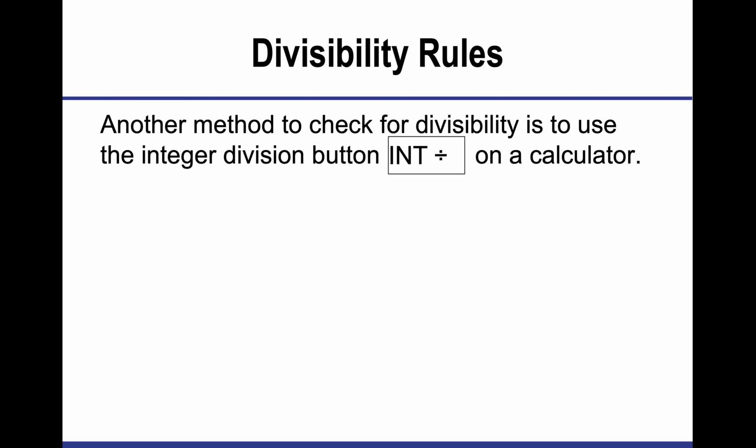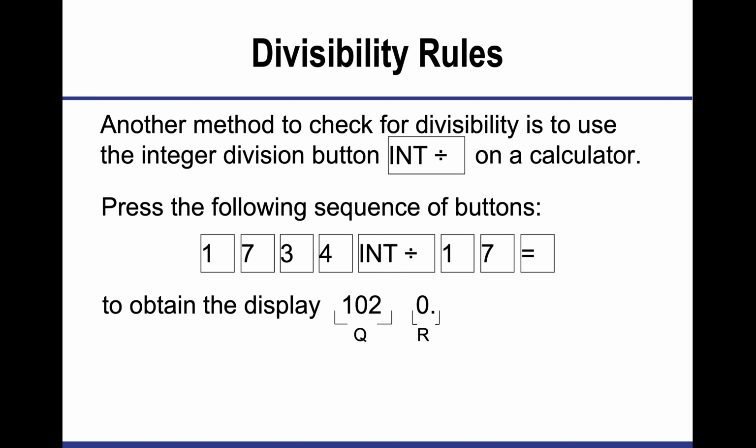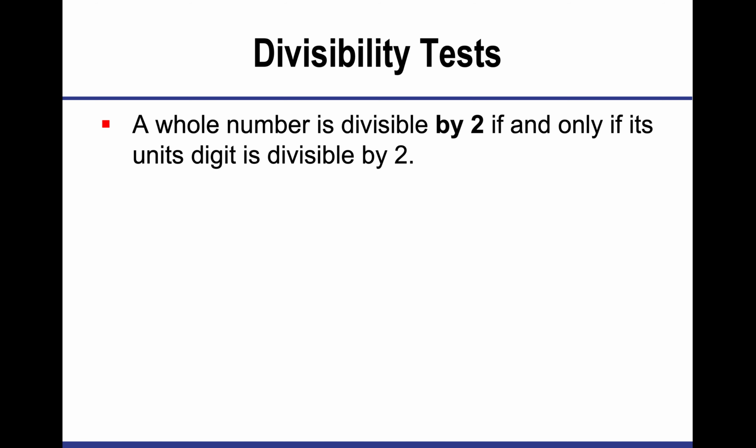Another method for checking would be to use int divided by on a calculator. A lot of them don't have that at this point, so basically we're using the divisibility rules. But you could actually try and see if it divides, and if I get a whole number with no value behind the decimal, then there would be no remainder. So if you wanted to check it, you could. So these are going to be the rules that you should write down.